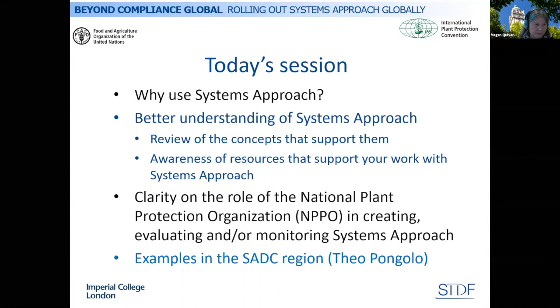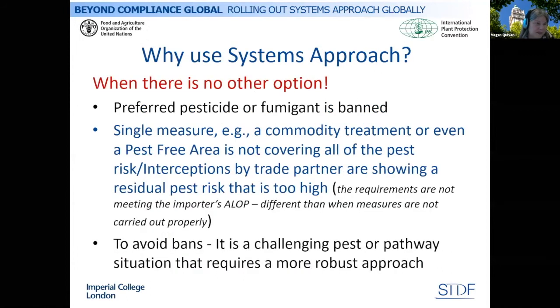So why would you use systems approach? You would use it if there's no other option. There are situations that have come up over the last 20 years or longer, really, where a pesticide or fumigant has been banned. So what you've normally been using isn't there anymore, and you have to come up with an alternative.